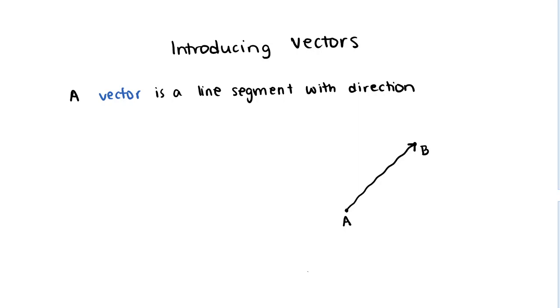Here, because this vector starts at the point A and ends at the point B, we typically call point A an initial point, and we call point B a terminal point. Before we really dig into vectors, let me also introduce some notation for a vector.